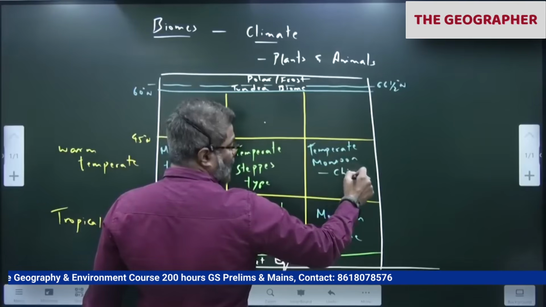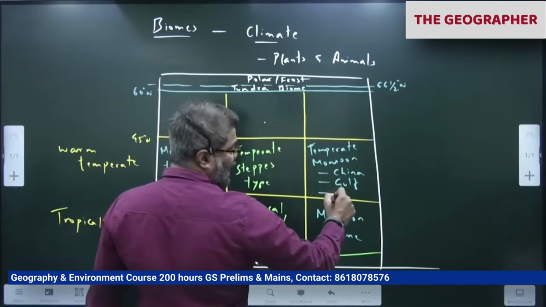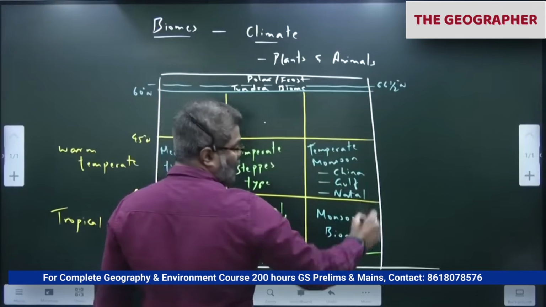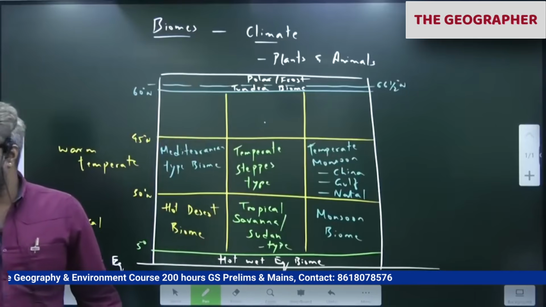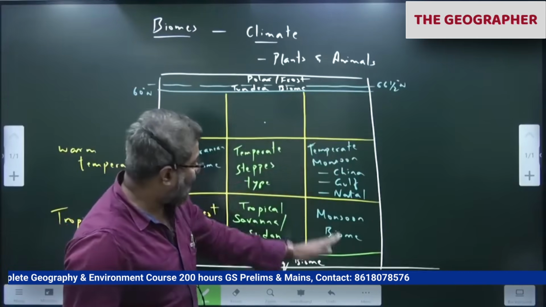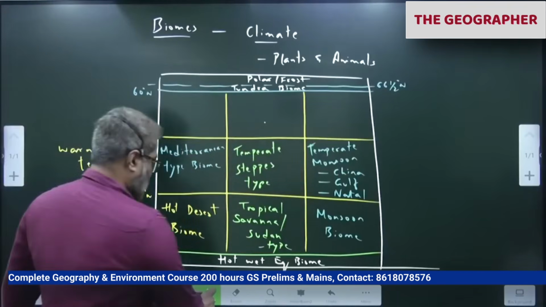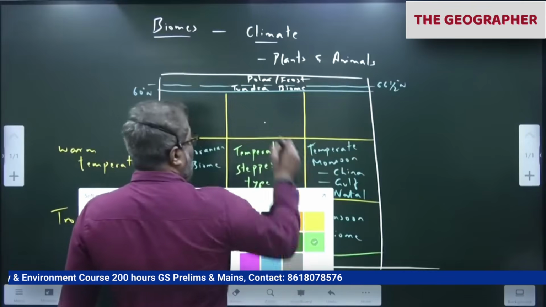China type, Gulf because of Gulf of Mexico. Then Natal type. Natal is placed in South Africa, in the eastern margins of the continent. These are all eastern margin. These are all western margin. This center is continental. And further north is taiga.